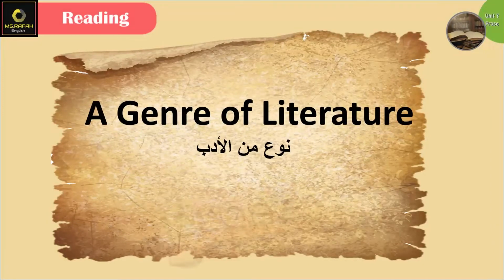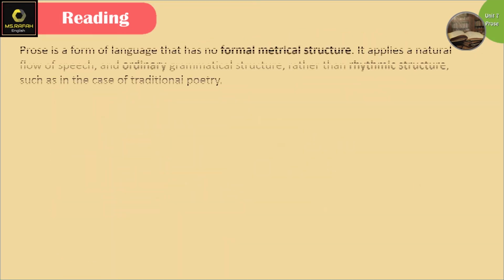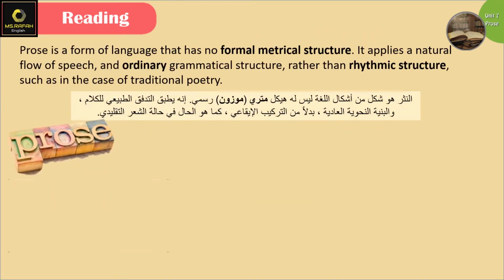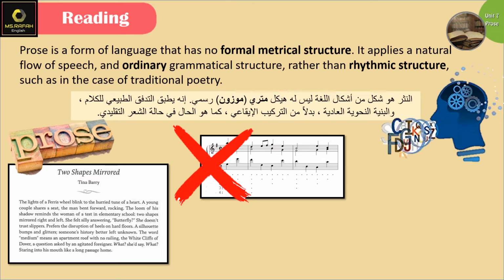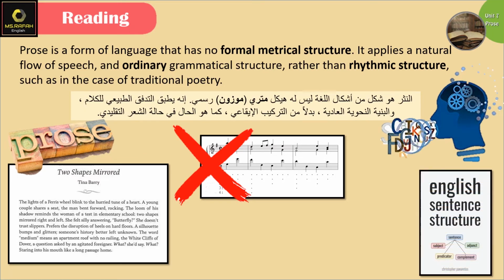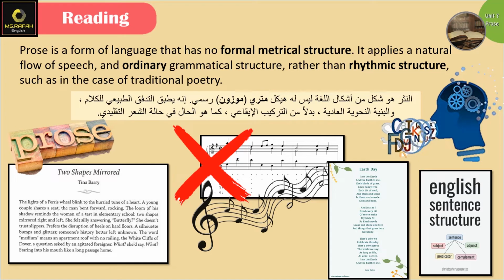Now let's move on to the lesson. Genre of literature. Prose is a formal language that has no formal metrical structure. It applies a natural flow of speech and ordinary grammatical structure rather than rhythmic structure, such as in the case of traditional poetry.